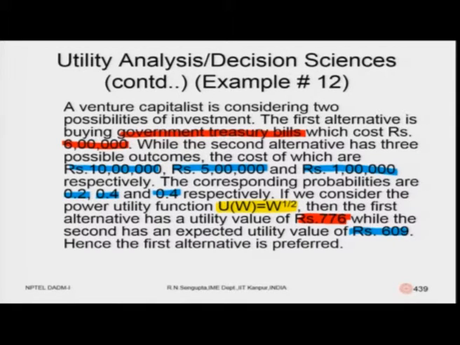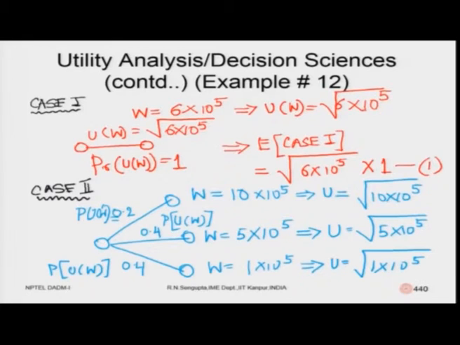So, when you are comparing, you will compare 776 with 609. So, the expected value for the first case is more. So, obviously, you take this into consideration. Now, again I will repeat a few important things. The probability and utility may be dependent, which is right. The utility is W to the power half, it may change depending on the problem formulation and the corresponding probabilities would also change.